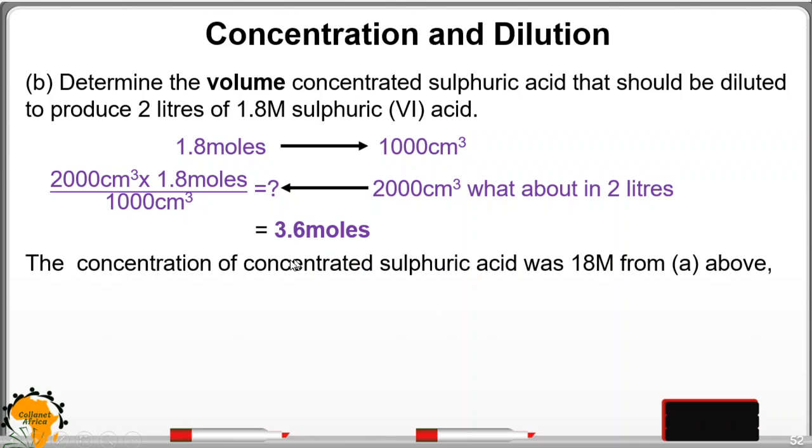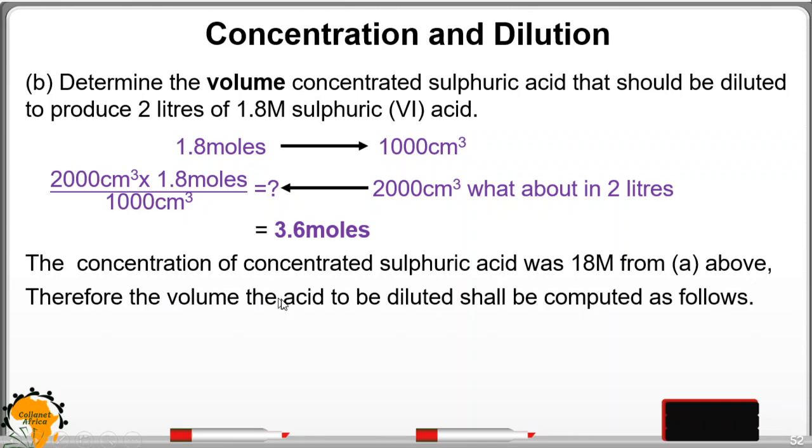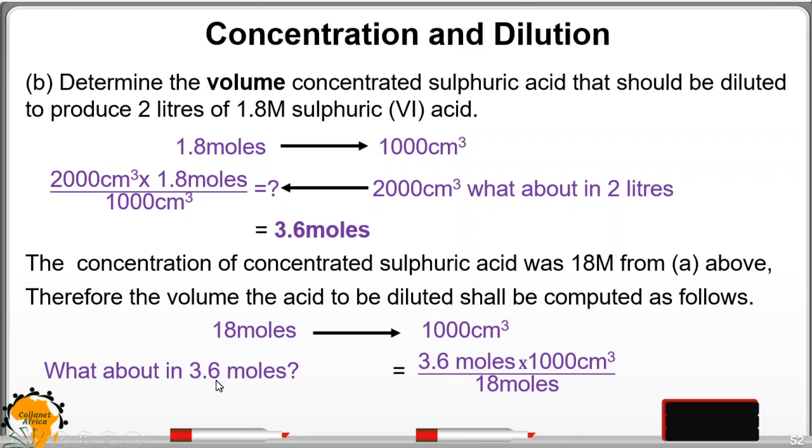Now we remember the concentration of the concentrated sulfuric acid was 18 molarity from A above. This meant 18 moles in 1,000 centimeters cubed. Therefore, what about 3.6, so that we can get the volume? So we put the moles on one side, and then we multiply, then divide by 18. You get your answer as 200 centimeters cubed of the concentrated sulfuric acid that will be required to produce 2 liters of 1.8 molarity sulfuric acid.